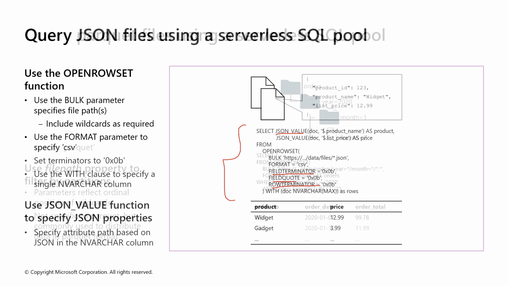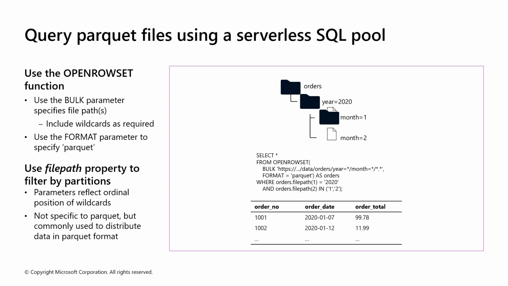And next comes the Parquet format. Parquet files are the most efficient format for big data. They are compressed and columnar, which makes queries super fast. If you see the code, it's very simple. We can use the file path to filter by the folder structure, and this is called partition pruning. It means we only read the files we need, making queries lightning fast.